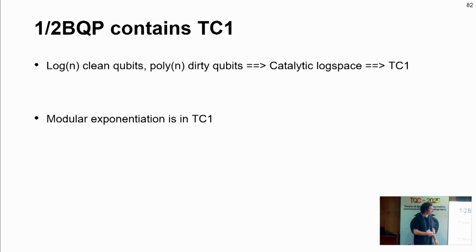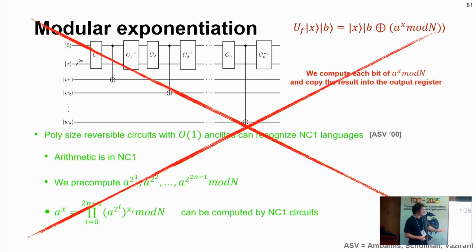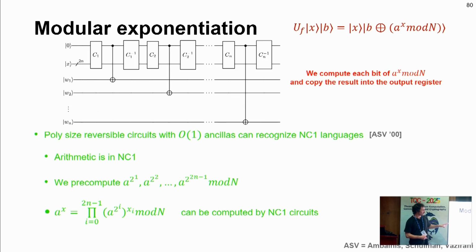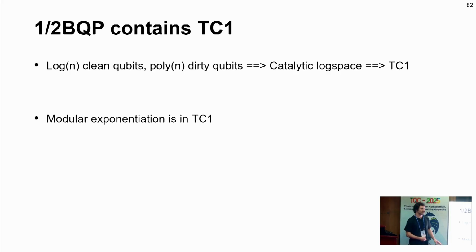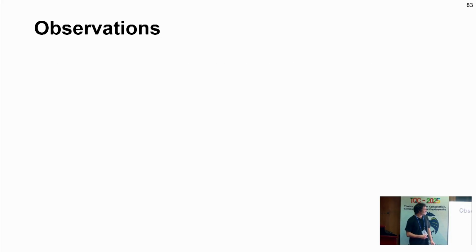Because it was recently shown that there's this thing, quantum catalytic log space, which you can learn about soon if you like. There's a talk here on it. But it turns out half BQP can simulate catalytic log space, which gives you TC1. And you can compute modular exponentiation in TC1. So the reason I did this is because in our paper, we go through something, but more recently, there's a simpler way to do it, which is nice.